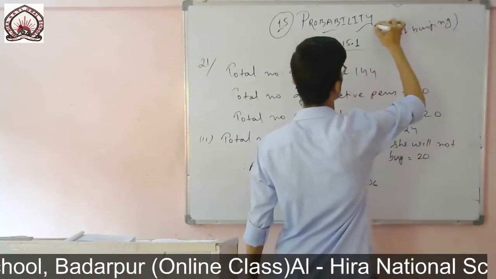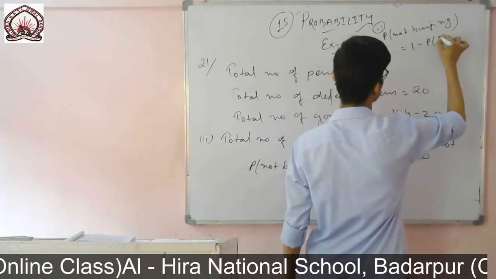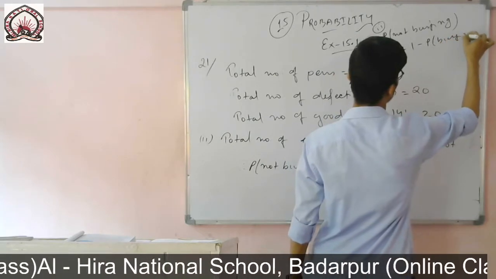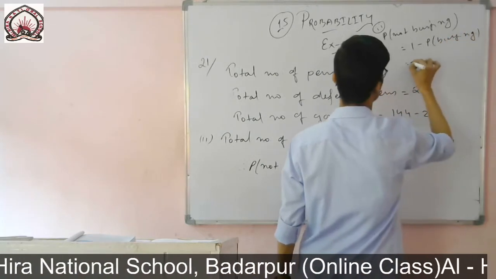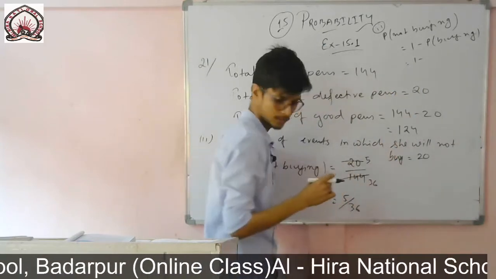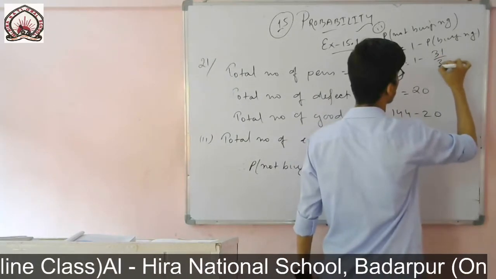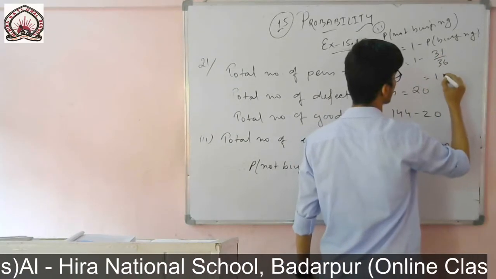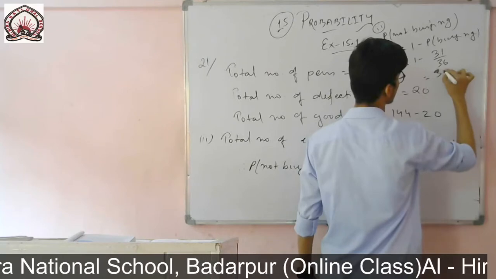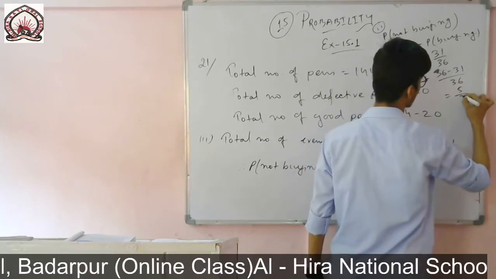And if I directly find also the probability of not buying, you can find it like this also for Roman number 2. The probability of not buying will be equal to 1 minus the probability of buying. If you want, you can do it like this also. So 1 minus the probability of buying, it was, what was it? Yes, 31 by 36. So it will be 36 minus 31 by 36. That means 5 by 36.